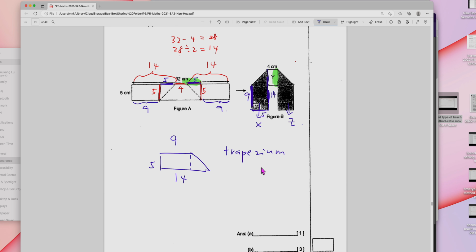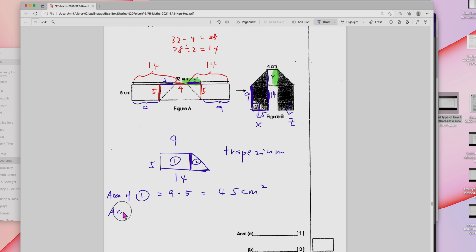How do you find the area of a trapezium? Let's say you don't know the formula. If you don't know the formula, what you can use? You can break it down to rectangle and triangle, right? So the rectangle is 9 times 5. So area of 1 is 9 times 5, which is 45 cm squared.